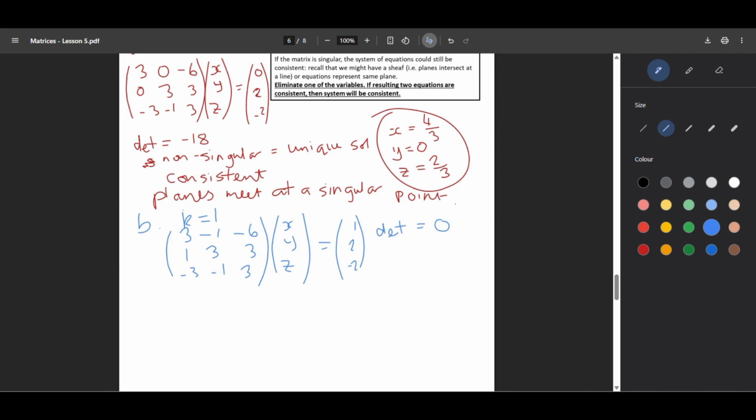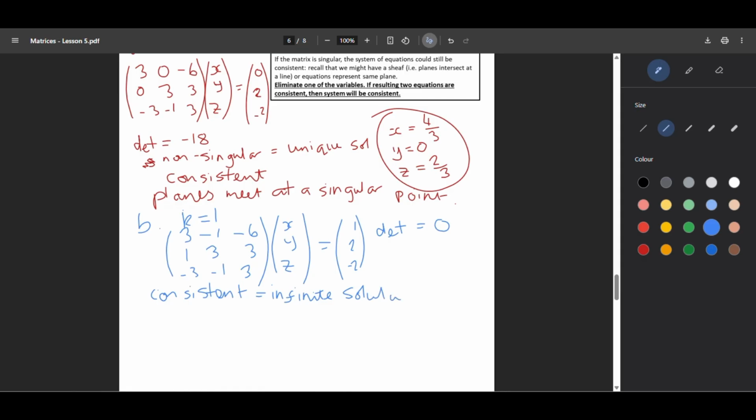So for that one, I get that it's got infinitely many solutions. So it's consistent. I apologise for the awful handwriting. So it's consistent with infinite solutions. And now we need to consider whether they're on the same plane, or is it that they form a sheaf?